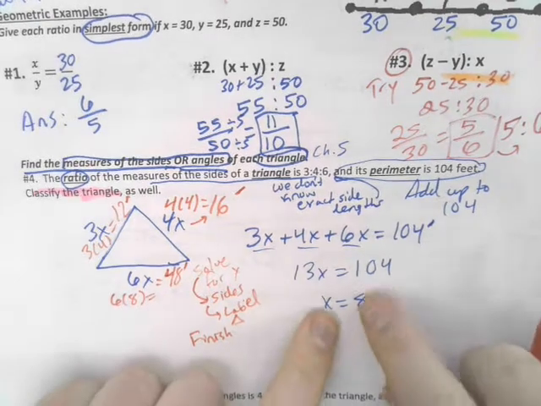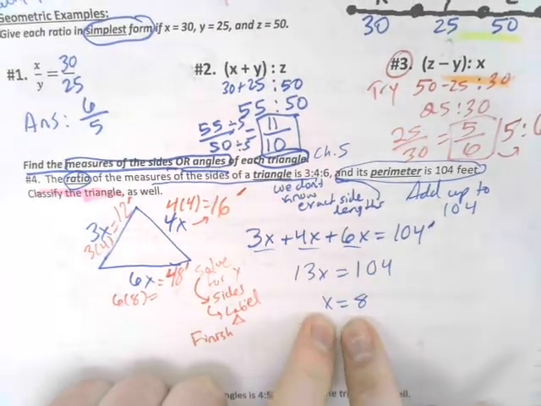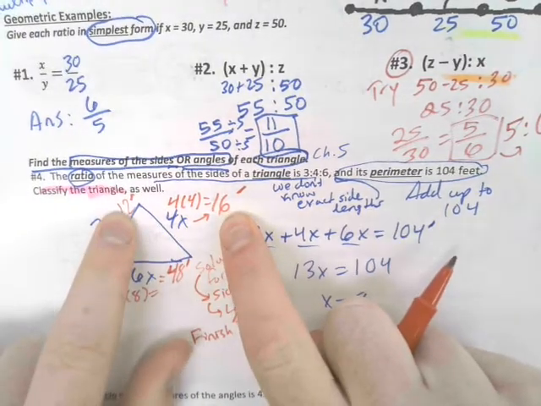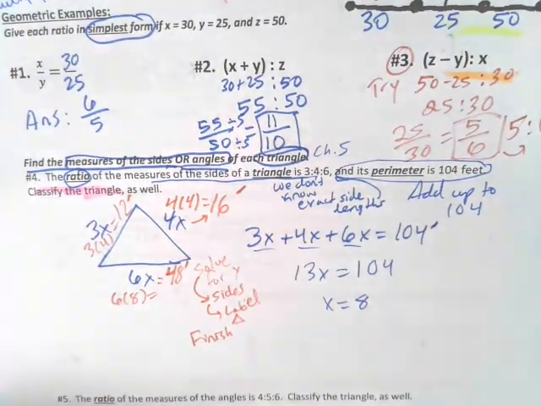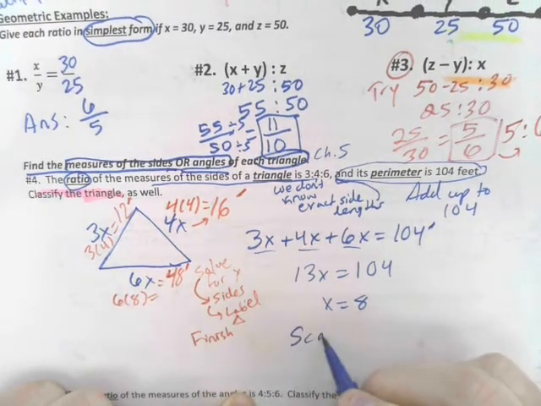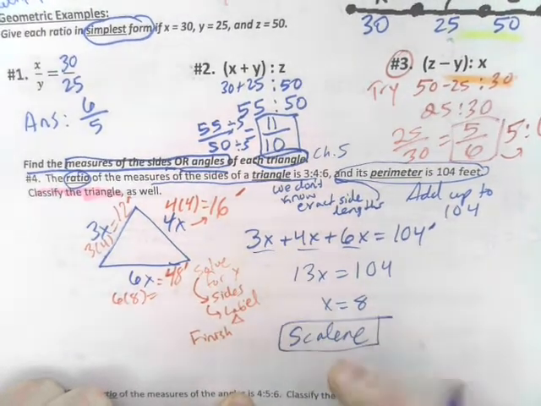Okay, so we solved it out. x is 8. You plug that back in, we get 24, 32, and 48. So how would you guys label this triangle? Well, I would say if no sides are the same, we've got ourselves a scalene triangle.